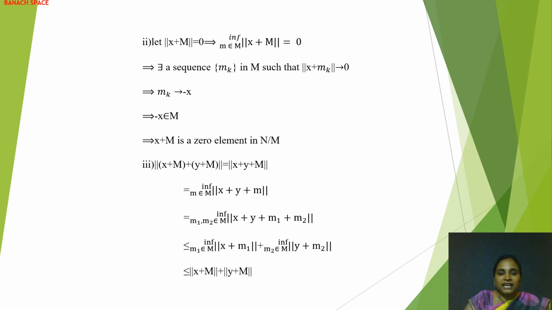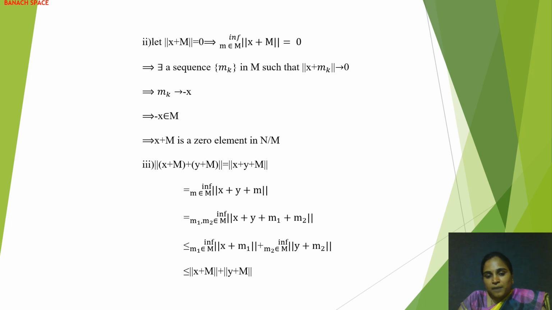And going to the second property of the proof, let norm x plus M be equal to 0, which implies that infimum of norm x plus capital M is also 0. So the infimum value equals 0. So there exists a sequence small mk in capital M such that norm x plus mk tends to 0, which implies mk tends to minus x, which implies minus x also belongs to capital M. So which implies x plus capital M is the zero element in N by M.